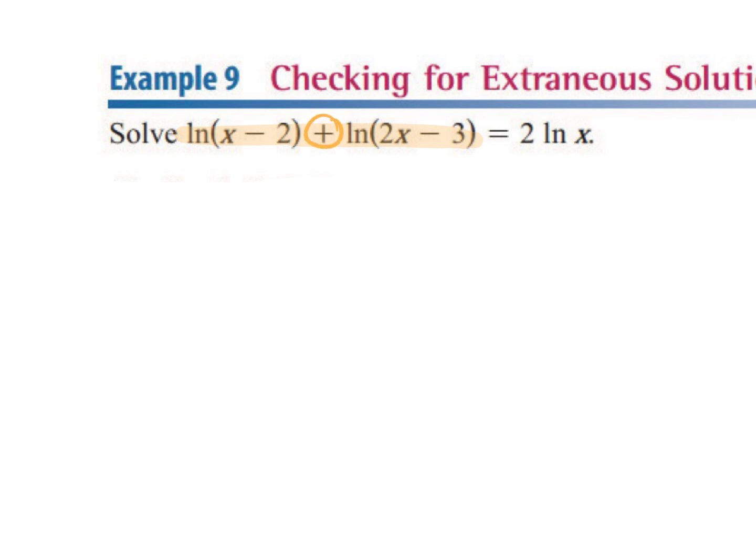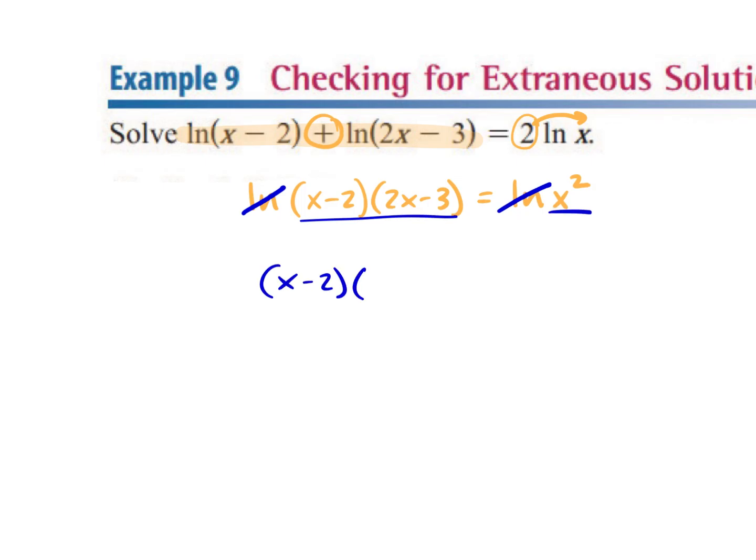We're going to multiply. Since we're adding, we're going to condense them with multiplication. So we have the ln of x minus 2 times 2x minus 3 equals, how could I condense the right side? Could I move that coefficient? What would I do with it? Make it an exponent. So the ln of x squared. Now that we have an ln equals an ln, we can cancel them out and set whatever we're taking the ln of equal to each other. So we have x minus 2 times 2x minus 3 equals x squared.